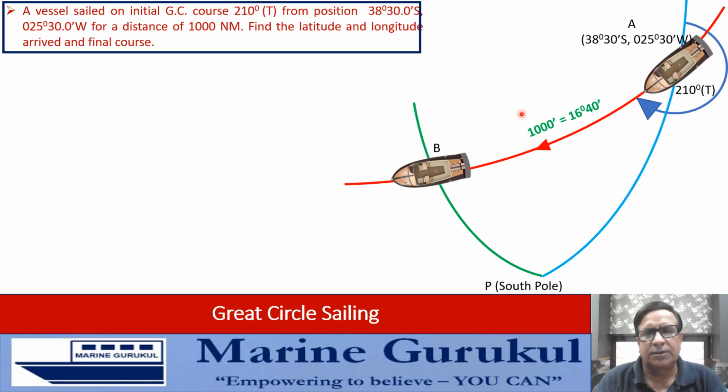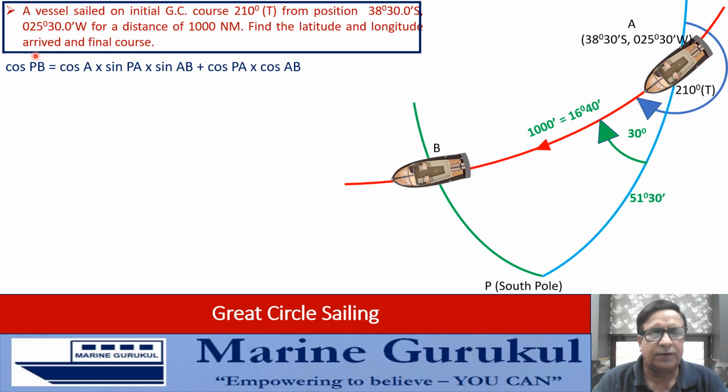Now in this diagram, this angle A you can see here shall be 210 minus 180. So angle A we know is 30 degrees. We know the latitude of A, so we can get PB, which we all know by now. It's 51 degrees 30 minutes. We know AB is 16 degrees 40 minutes. So we have two sides and the included angle. We can apply the cosine formula to calculate side PB. As per the cosine formula, PB shall be equal to this expression.